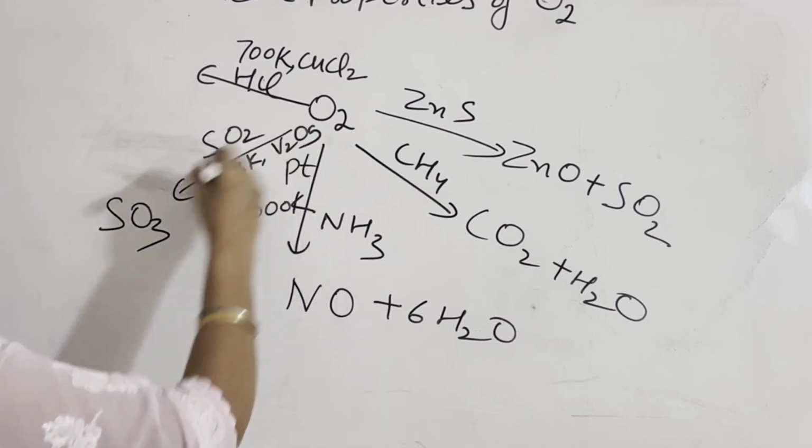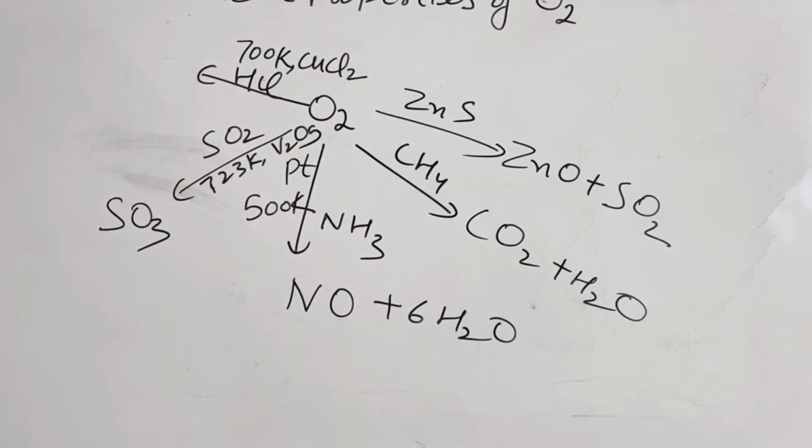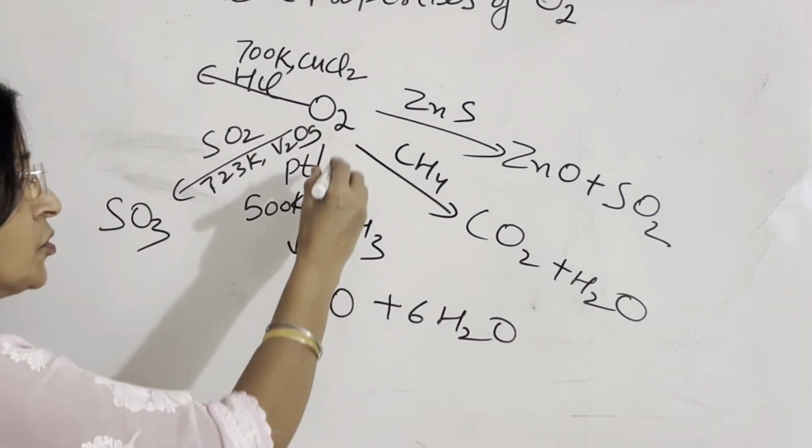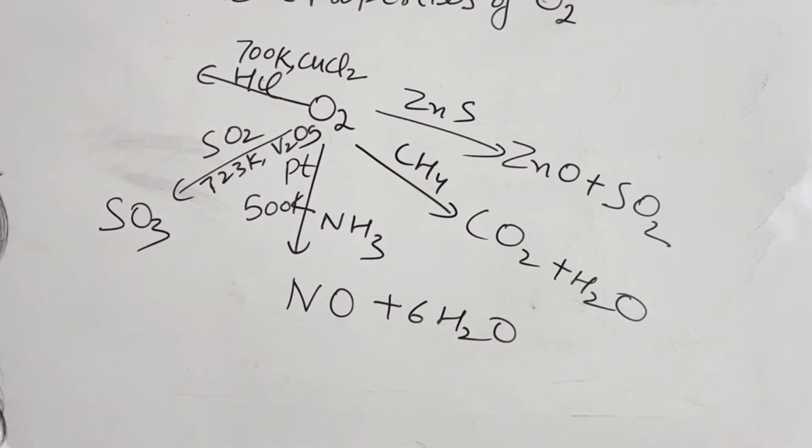This reaction is used to manufacture sulfuric acid on large scale, and this reaction is used to produce nitric acid on large scale. Oxygen reacts with hydrochloric acid, chlorine gas is produced. This reaction is used to prepare chlorine on large scale.